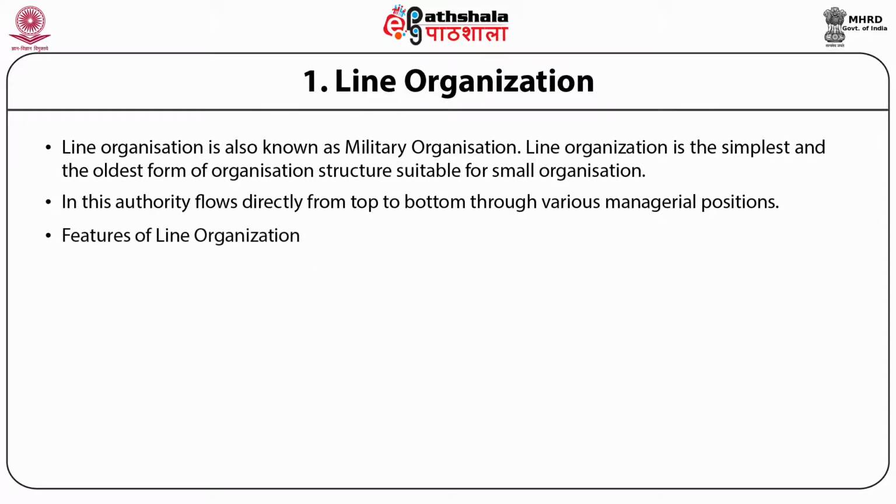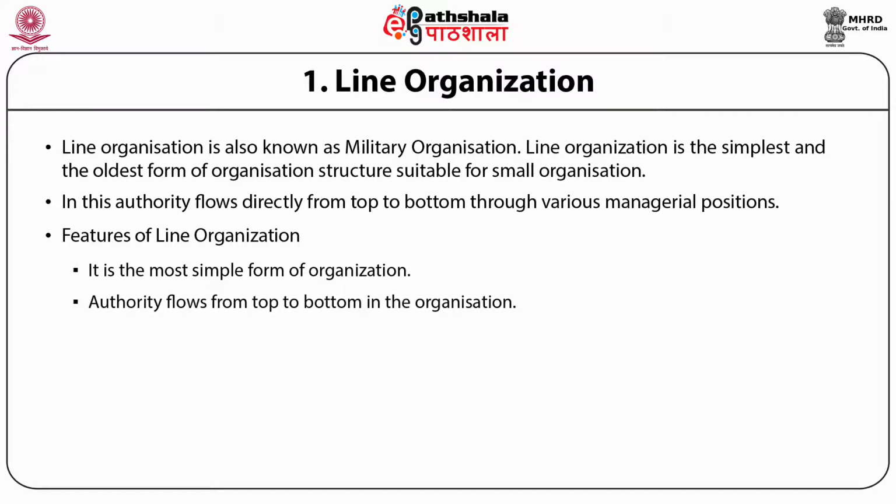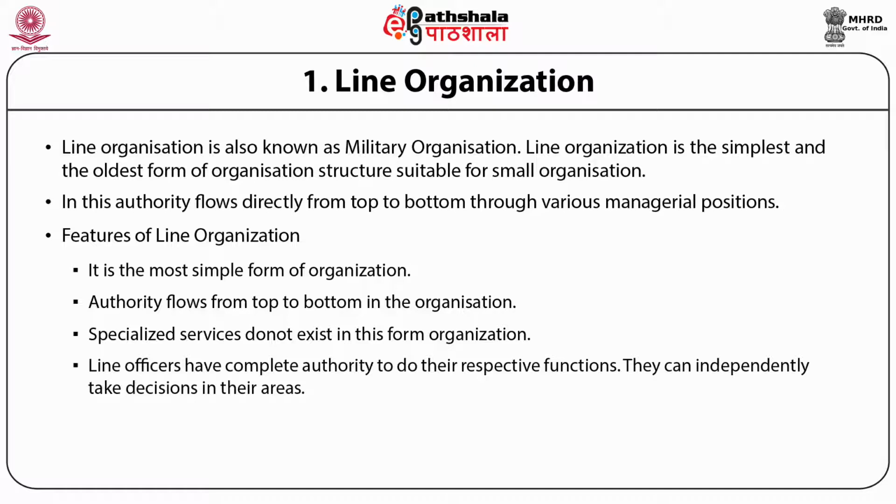Features of line organization. First is, it is the most simple form of organization. Second, authority flows from top to bottom in the organization. Third is, specialized services do not exist in this form of organization. Fourth, line officers have complete authority to do their respective functions.